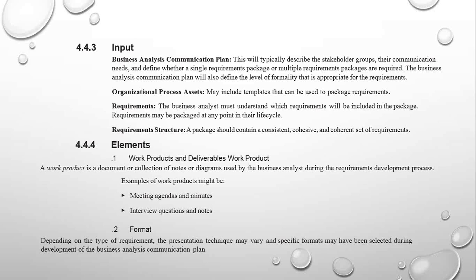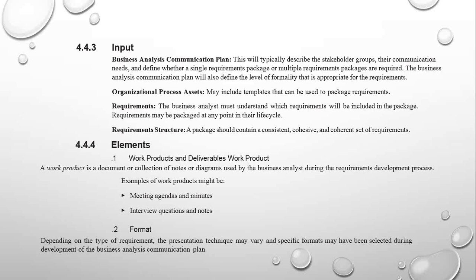Then it comes down to organizational process assets. Again, an asset is anything which exists in the company, any template, any format, any guideline, any policy. All these things are considered to be a process asset for the organization. Then you have the requirements. The BA must understand which requirements will be included in the package. Requirements may be packaged at any point in their life cycle.